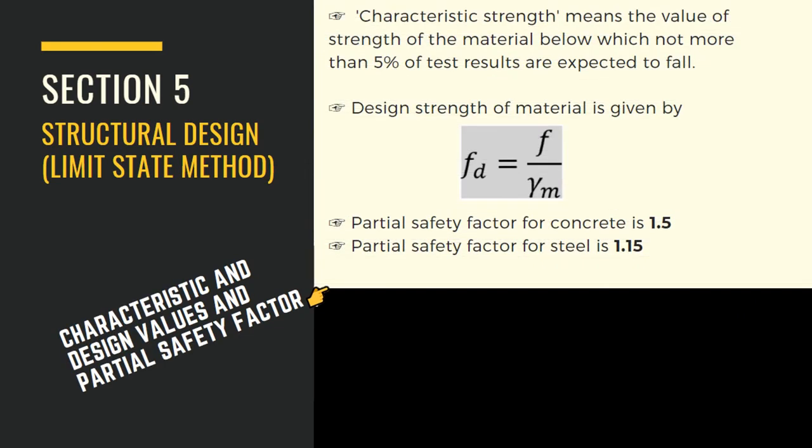What is meant by characteristic strength? The strength at which or below which not more than 5% of test results are expected to fall is the characteristic strength. Design strength of material is given by fd equal to f by gamma m. Gamma m is the partial safety factor for material. For concrete it is 1.5, for steel it is 1.15. So this is all about the characteristic and design values.